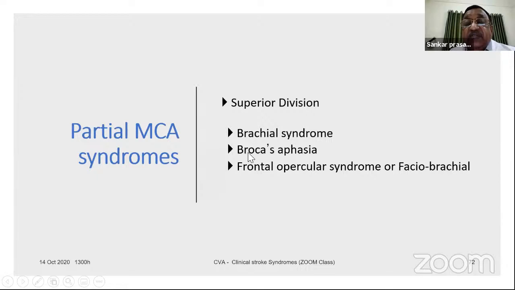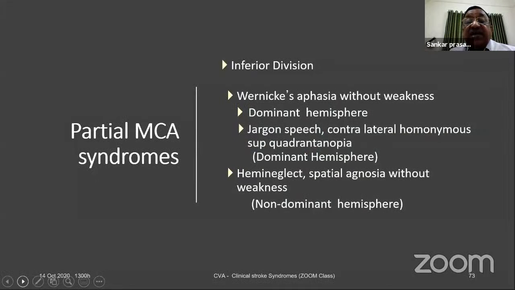If it is the superior division, brachial syndrome, Broca's aphasia, frontal opercular syndrome, or faciobrachial weakness. If it is the inferior division, Wernicke's aphasia without weakness, and on the dominant hemisphere you get jargon speech, contralateral homonymous superior quadrantanopia in the dominant hemisphere, and hemi-neglect in the non-dominant hemisphere.